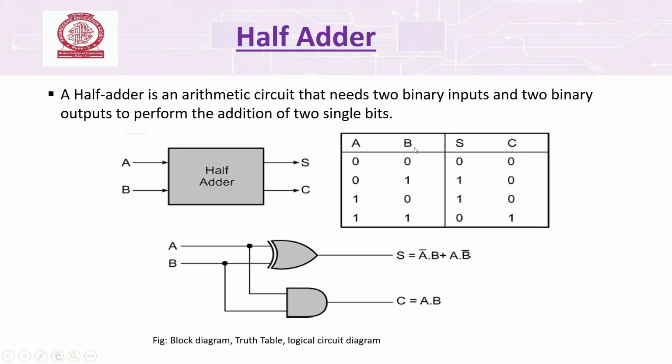Here we have a truth table. We have two inputs, so the combinations will be 2 raised to n, which is 4. Since we have two outputs, sum and carry, we draw two output columns next to the input columns. 0 plus 0 is 0, so sum 0 carry 0. 0 plus 1 is 1, so sum 1 carry 0. 1 plus 0 is sum 1 carry 0, and 1 plus 1 is sum 0 and carry 1.